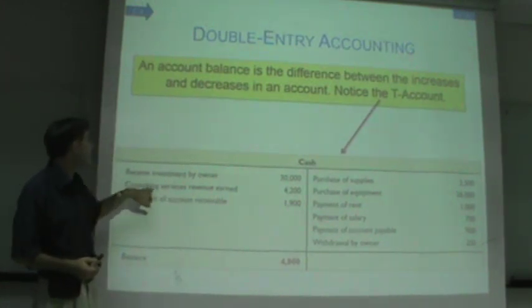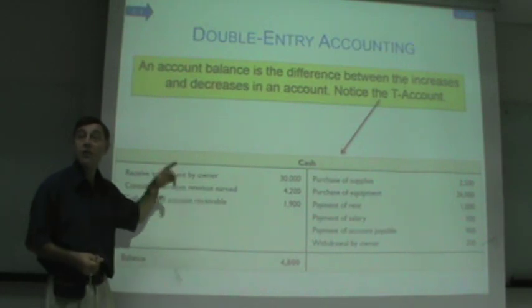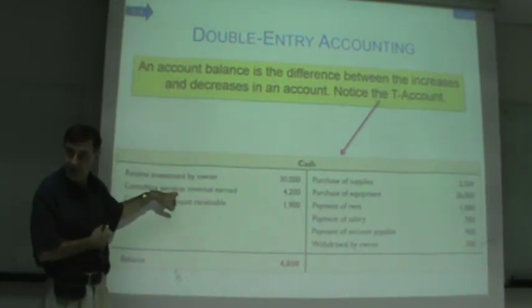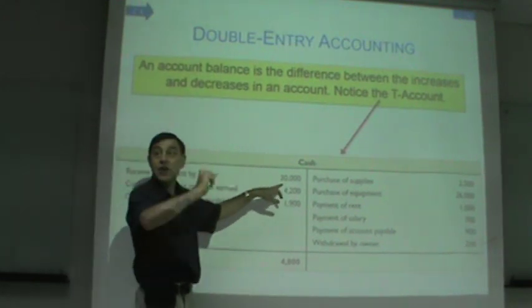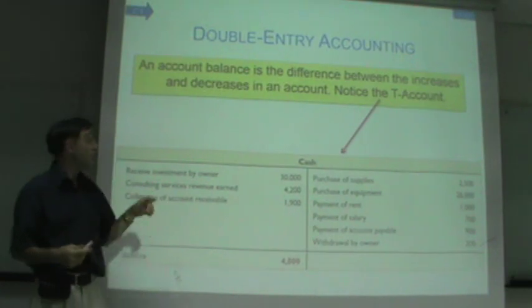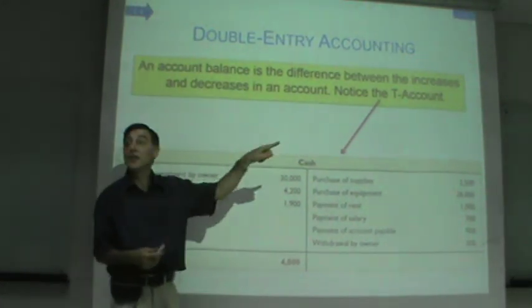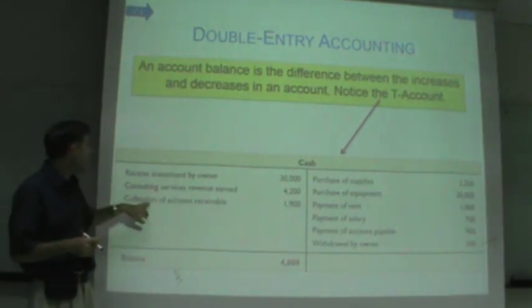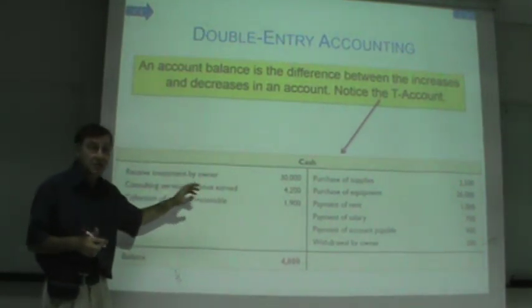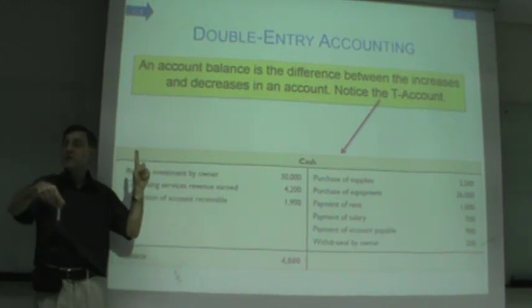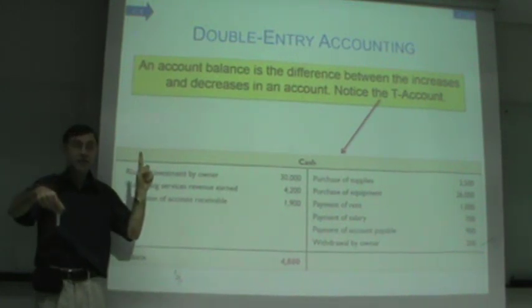Next one, consulting services revenue. So cash revenue, okay, debit. On the other side is going to be revenue credit, okay? So you debit cash, you credit revenue with the same amount, okay? Here, collection of account receivable means debit cash, credit account receivable for that amount, okay?